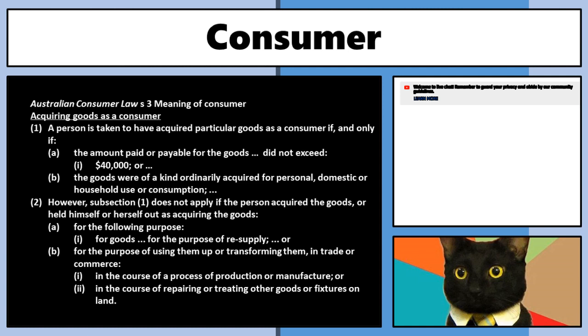And this, again, it's this purpose of resupply, transforming them in trade and commerce in the course of process of production or manufacturing, course of preparing, trading other goods and things like that. Yeah, I would actually argue a power drill would probably be fine for that. But I suspect that the way that it's written in the agreement is probably to say, we'll give you this discount if you are using it under these things. You're not using it for personal, domestic, or household use, I would imagine. I'd have to go and read. Anyway, that definition, again, doesn't apply everywhere. Only applies to the particular sections that use that.